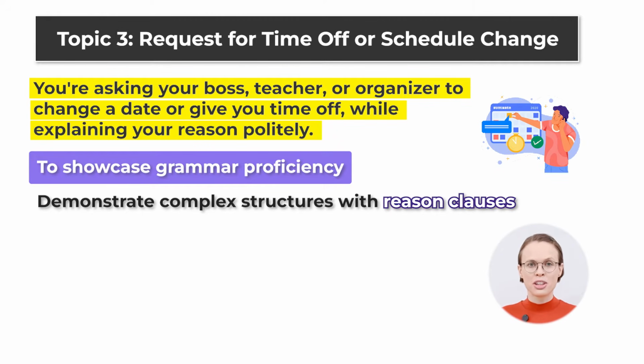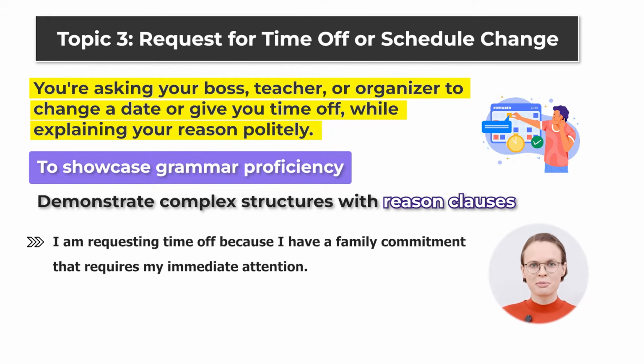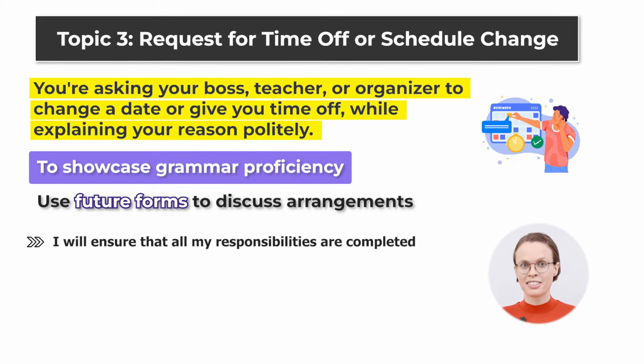Demonstrate complex structures with reason clauses like this. I am requesting time off because I have a family commitment that requires my immediate attention. You can also use future forms to discuss arrangements. I will ensure that all my responsibilities are completed before my absence.